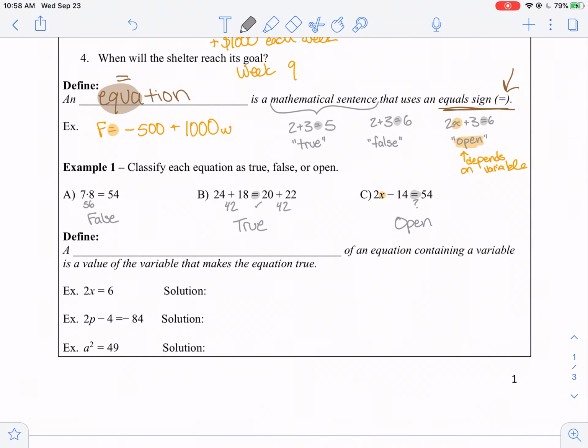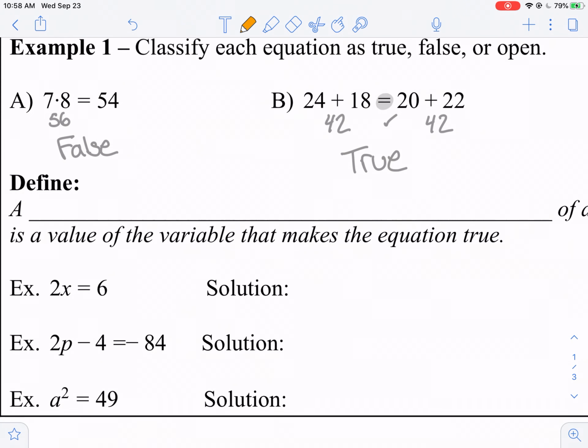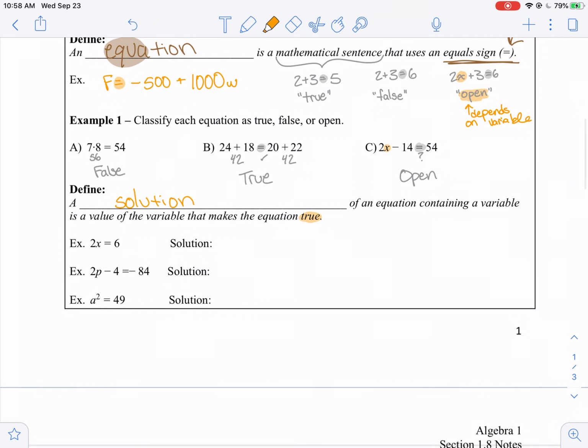That brings us to another term called a solution. A solution is what you get when you solve an equation. Solution, solve, same kind of deal. It's anything that makes the equation true. Any value of the variable that makes it true.